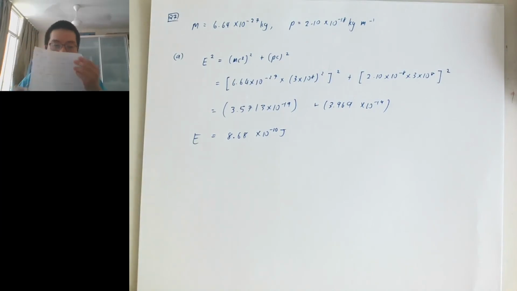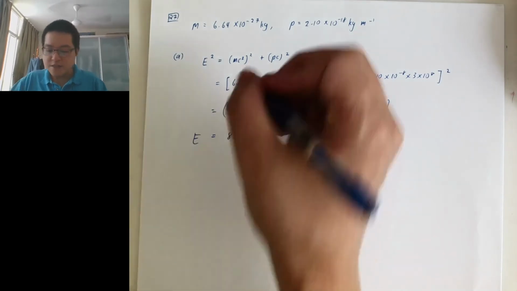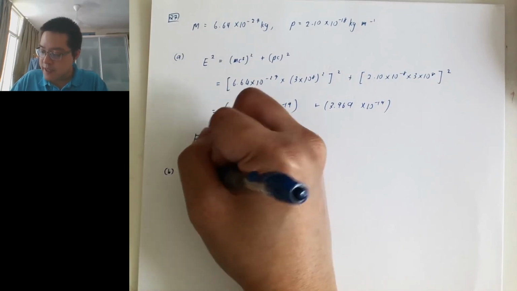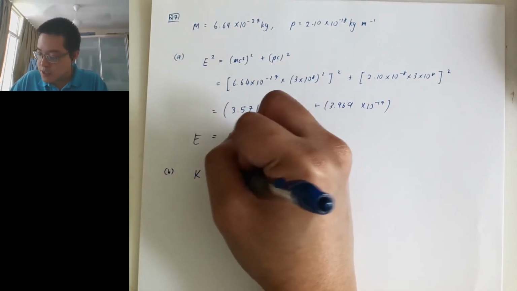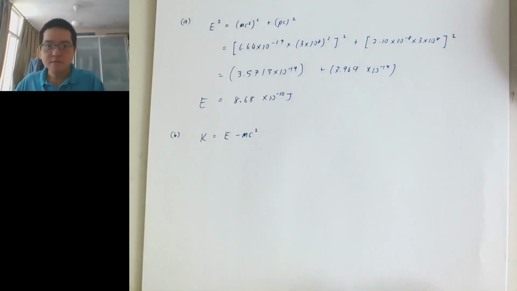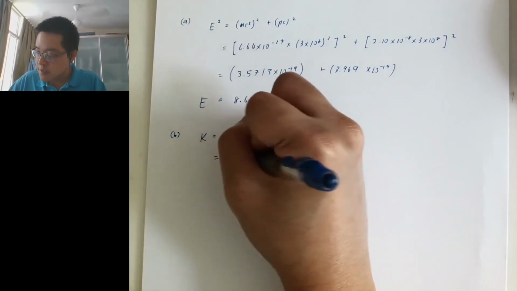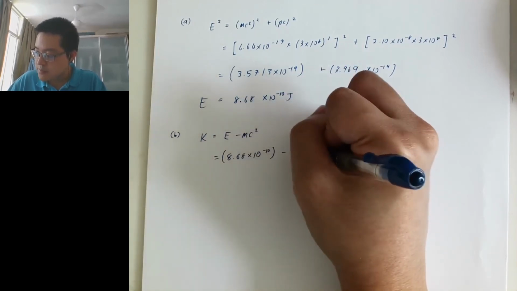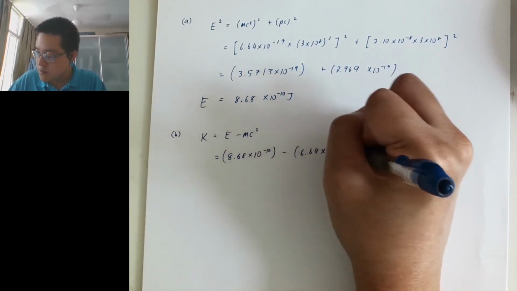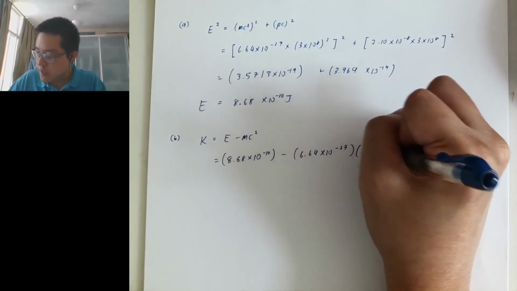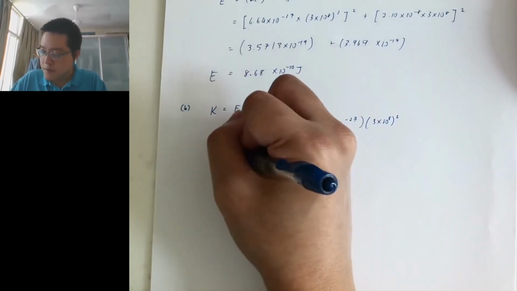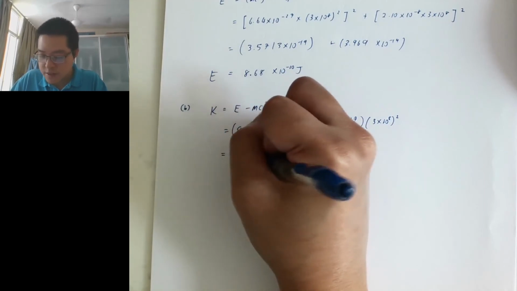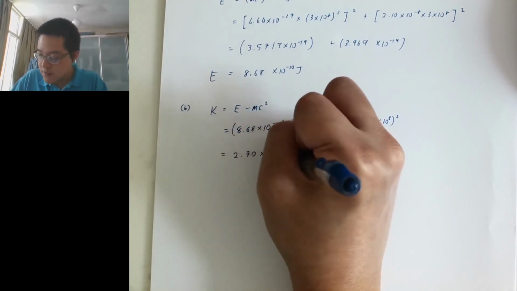Okay. Then the next thing that you want to do is the kinetic energy and the ratio of the kinetic energy and the rest energy. So kinetic energy is just the total energy subtract mc squared, right? So it's this number that you calculated minus mc squared, so 6.64 times 10 to the 27 times the speed of light squared. So you're going to get this number, 2.70 times 10 to the minus 10 joules.